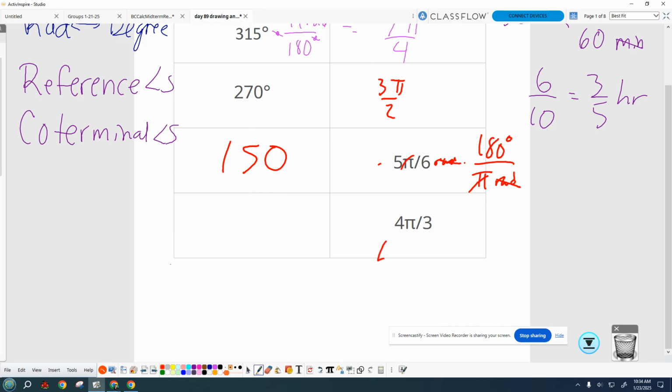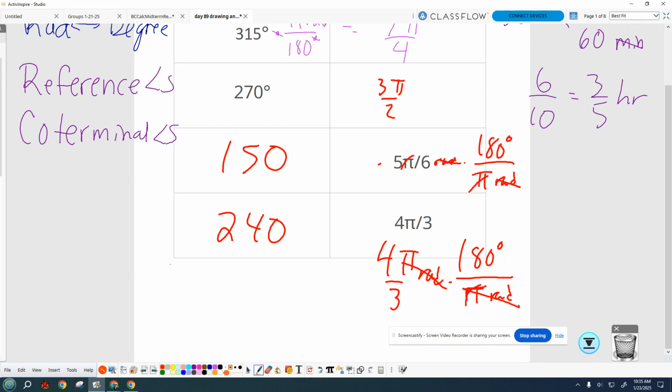Okay, Danny? 4 pi over 3. How am I gonna convert that? Well, do the same thing, put 180 degrees on the top. Okay? Pi radians, 180 divided by 3 is 60. 60 times 4 is 240.